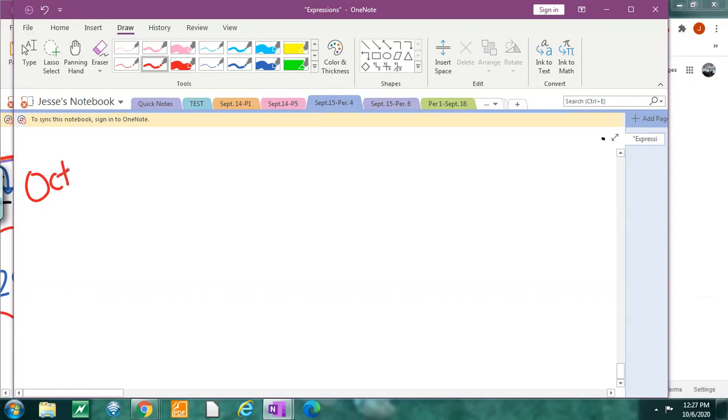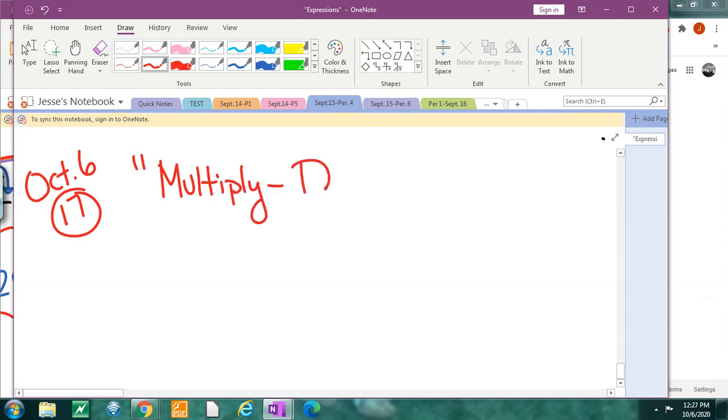Now, October 6th, we're on page 17. Okay, and the topic is multiply, which means distributive property. Whenever you talk about multiplication, in essence, what it means is distributive property.